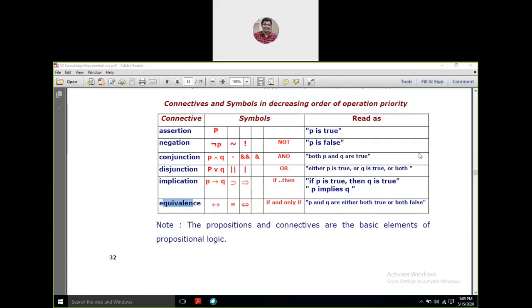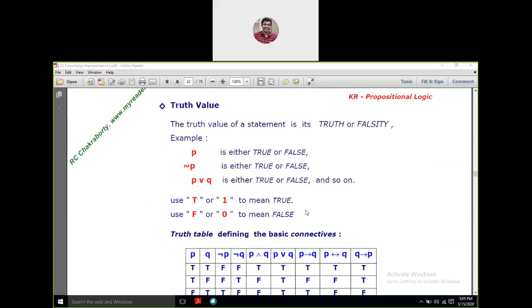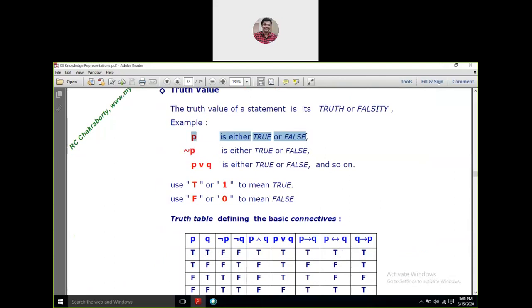So now we do have the equivalence operator. A very simple truth table we'll be checking out: P is either true or false. So the negation of P is either true or false. Likewise, P or Q is either true or false, and so on.